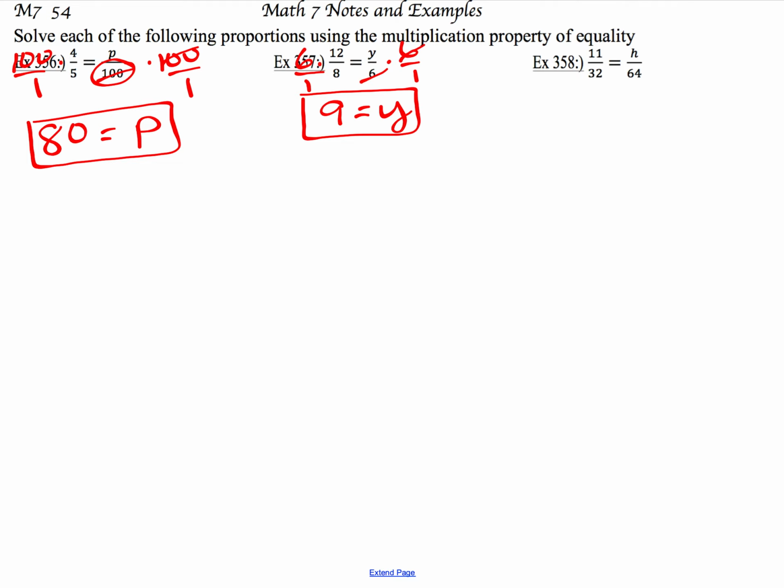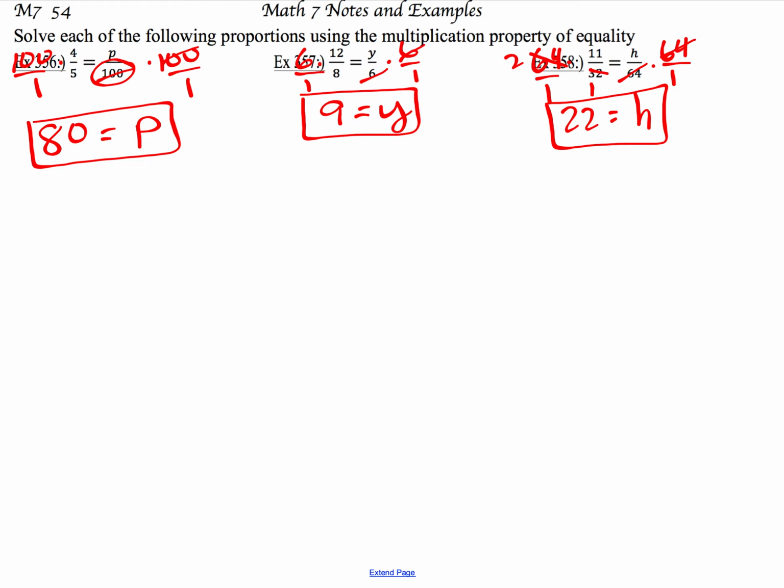11 over 32 equals H over 64. I'm going to multiply both sides by 64 over 1. 64 divided by 32 would be 2 over 1. And 2 times 11 is 22.